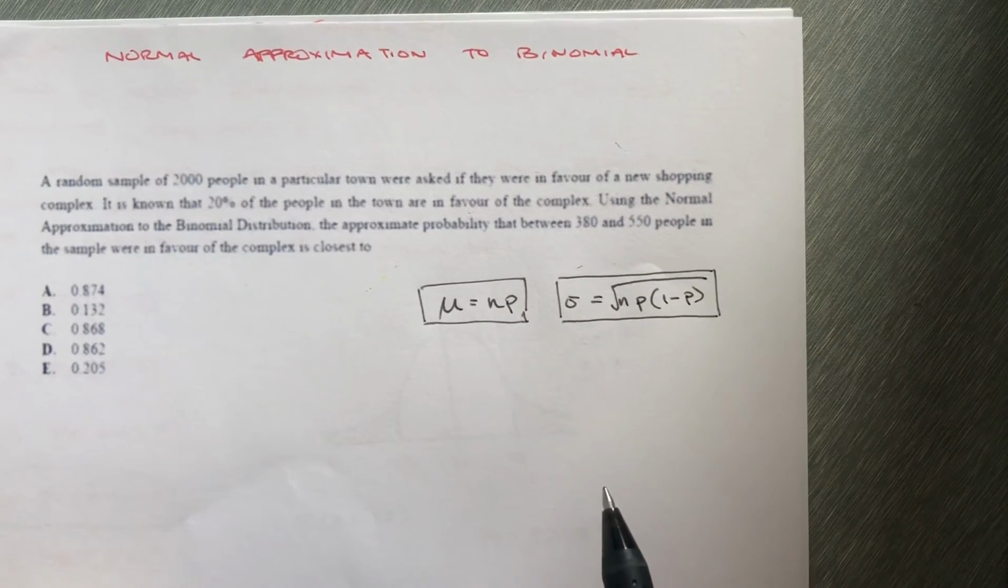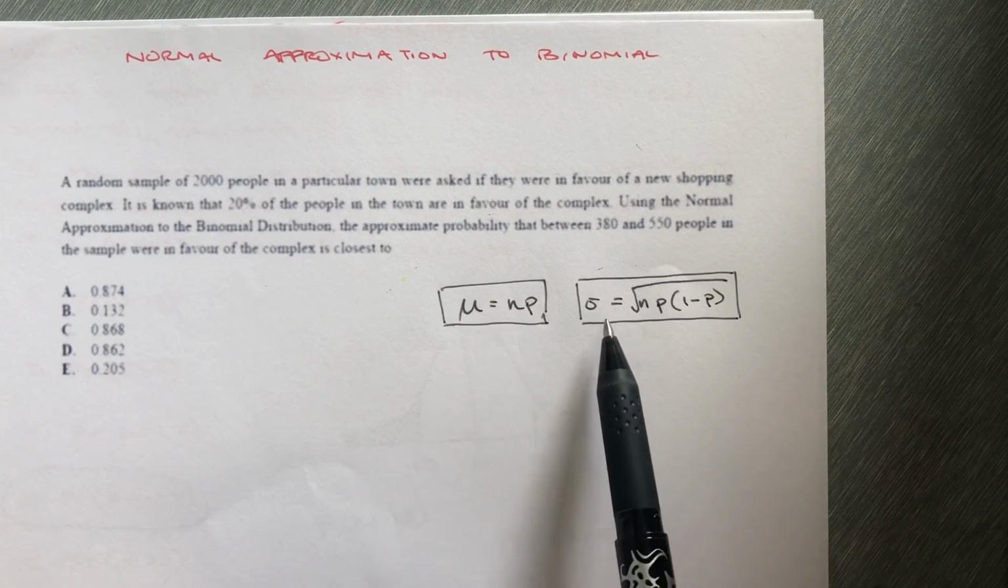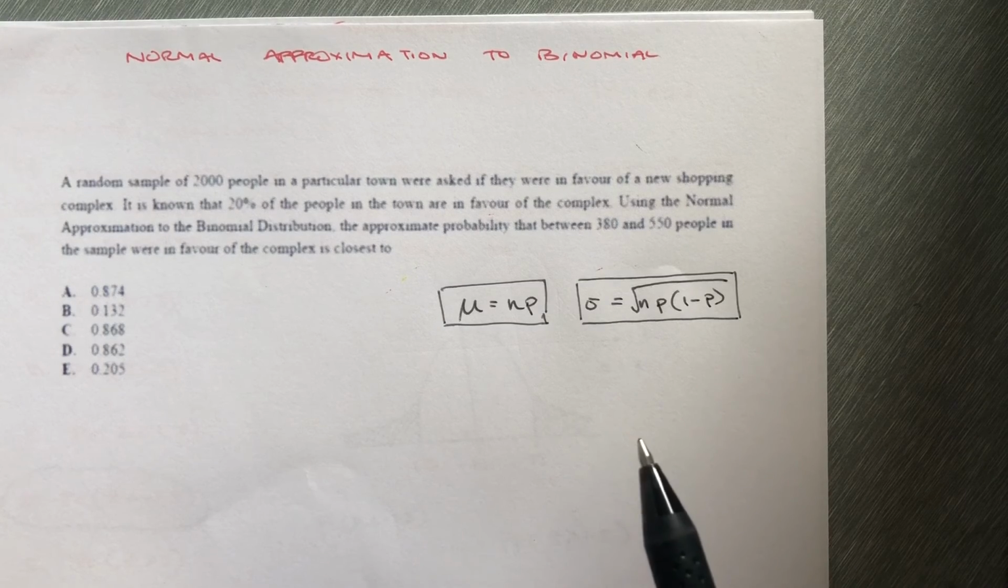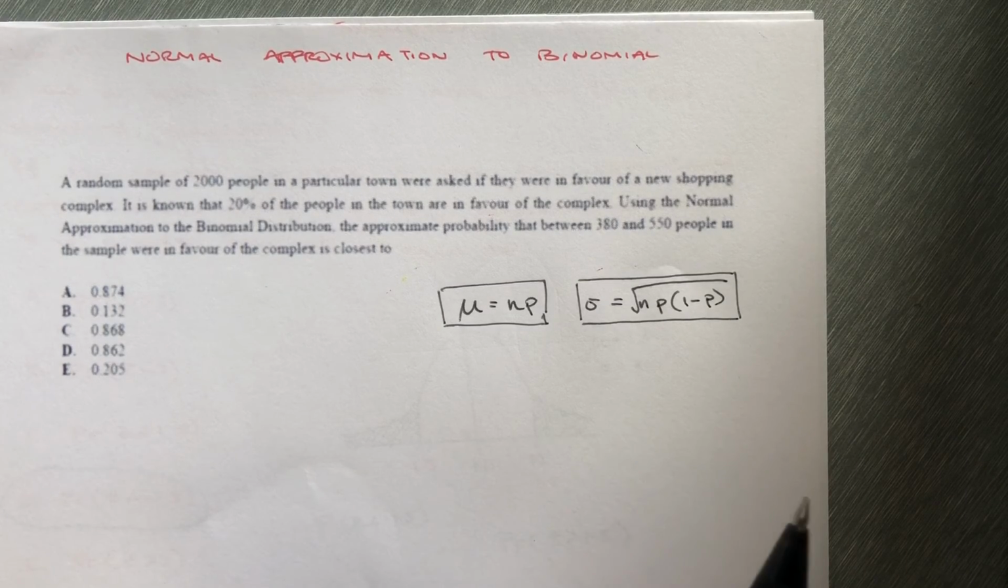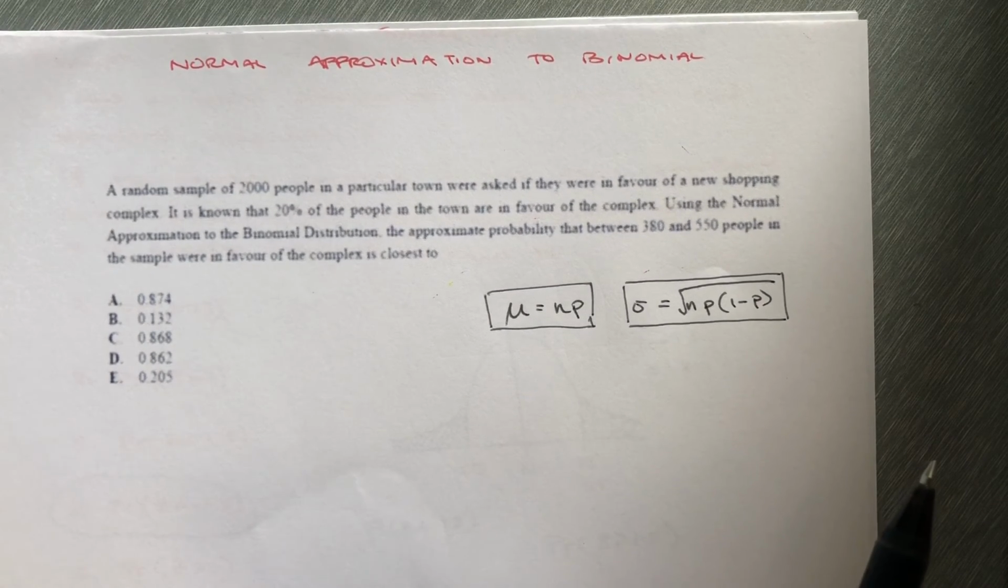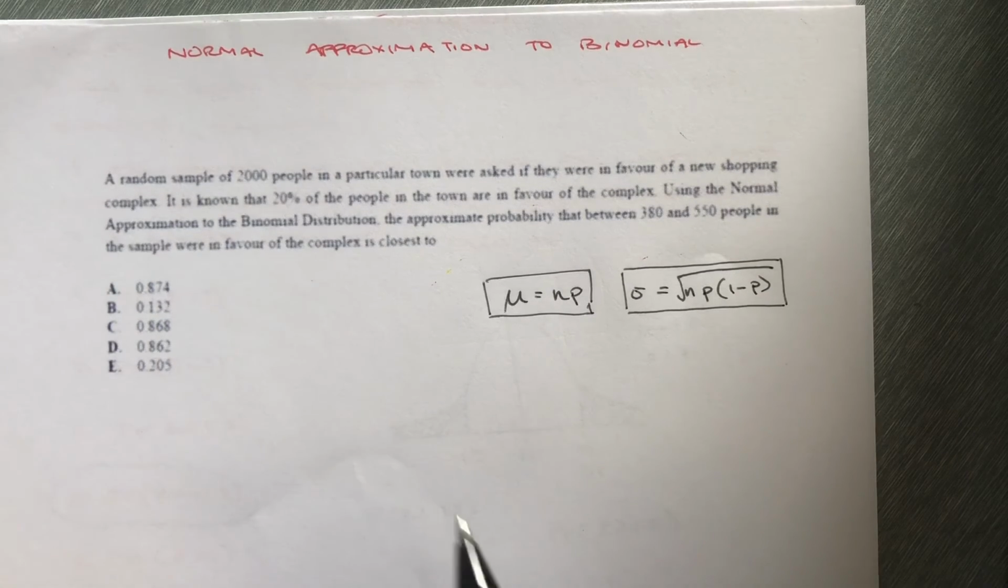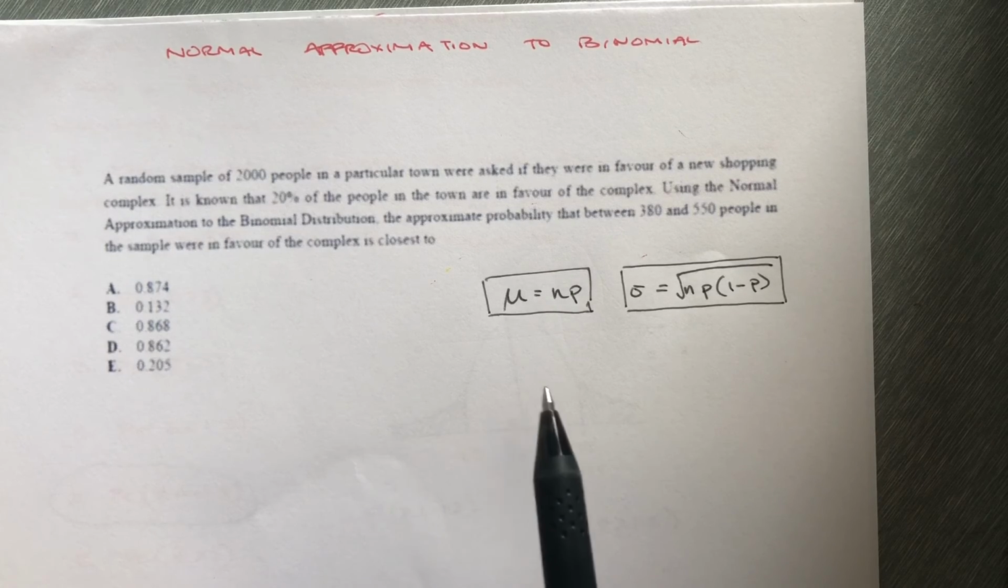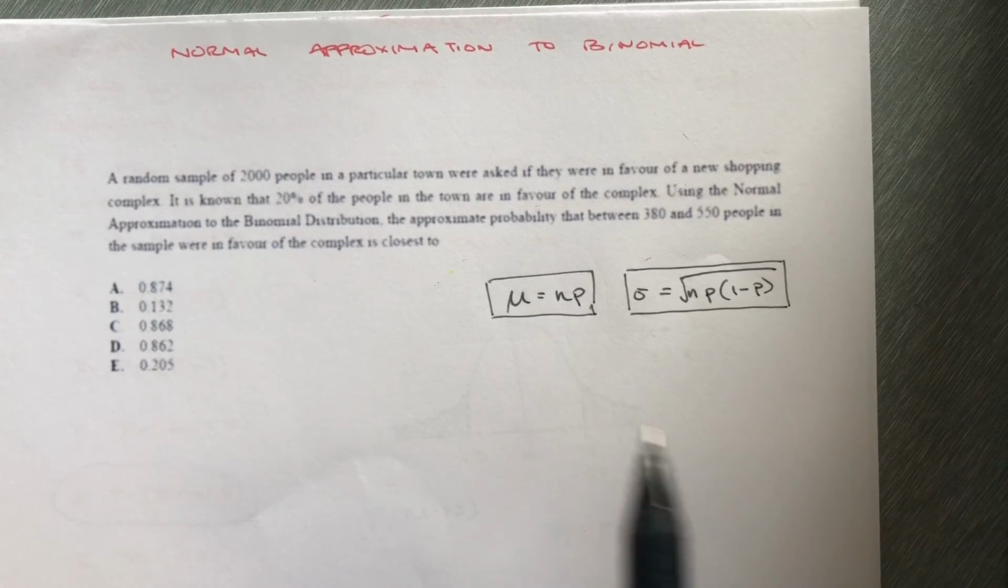So hopefully we can see that, with our mean and our standard deviation, there are a few similarities between binomial and normal. A few people were worried about how they would recognize whether they need to use normal approximation. It's always going to tell you. Okay, so let's read through this question and see what happens.